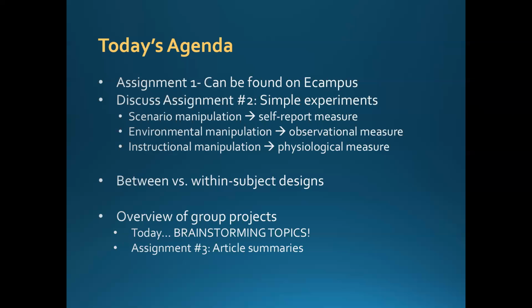can someone give me an example of what they put for experiment number 1? So for experiment number 1, you had to create a scenario manipulation, i.e., using a vignette, to manipulate stress level, which is your IV, and a self-report measure of eating behavior. So can someone tell me what they did?